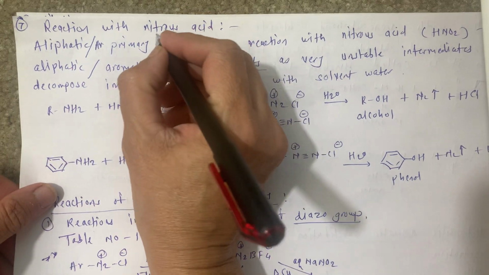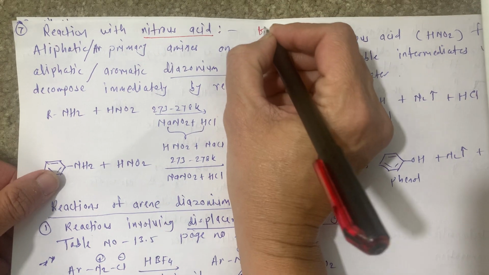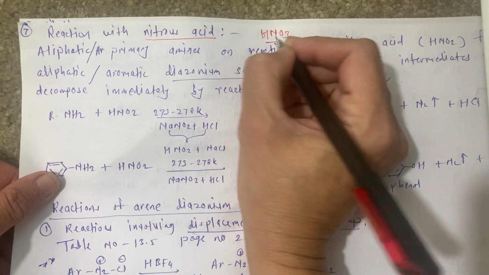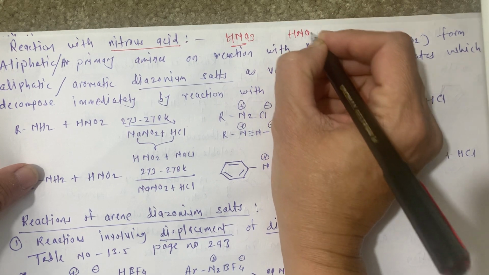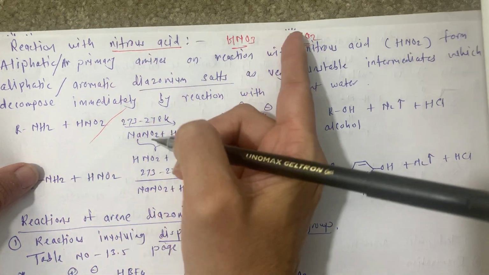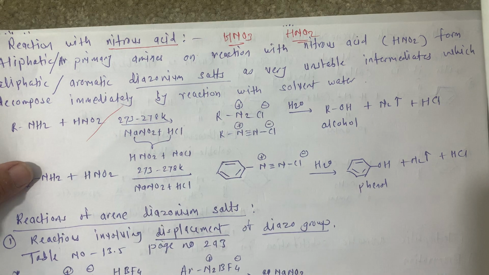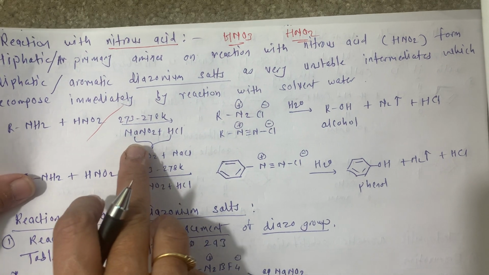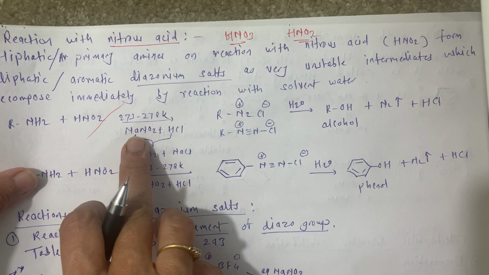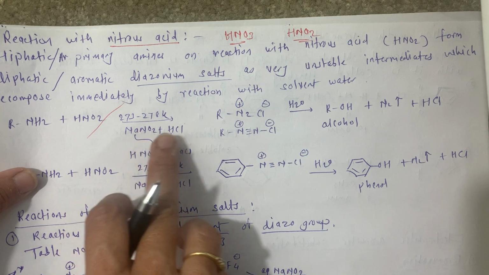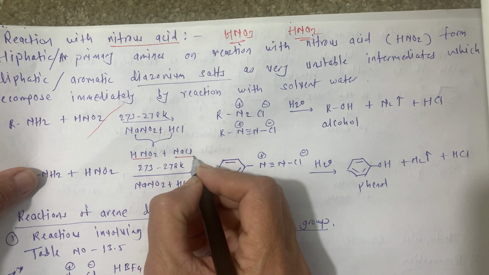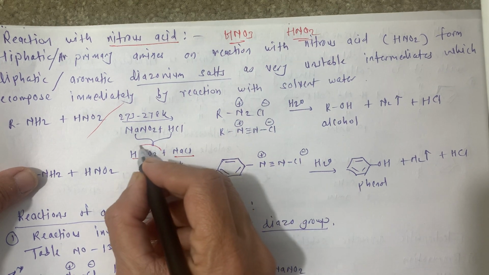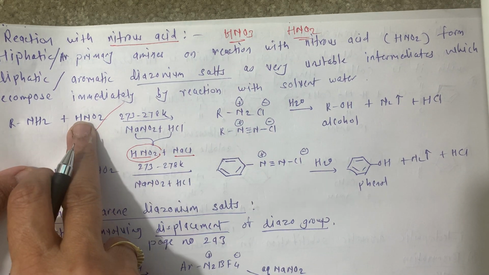is with nitrous acid. Up till now we know very well HNO3 is nitric acid, while HNO2 is nitrous acid. How do we get this HNO2? We get it when there is sodium nitrite and HCl. Then we get HNO2 and NaCl as a byproduct, and we use this HNO2 in the reaction.